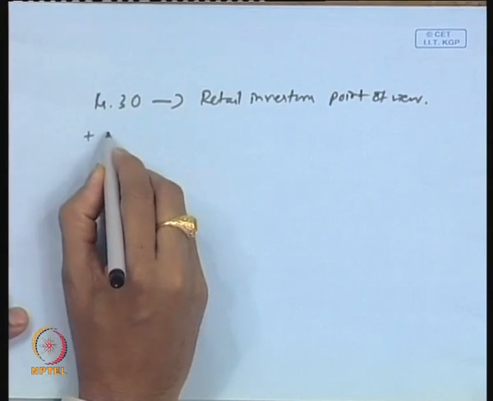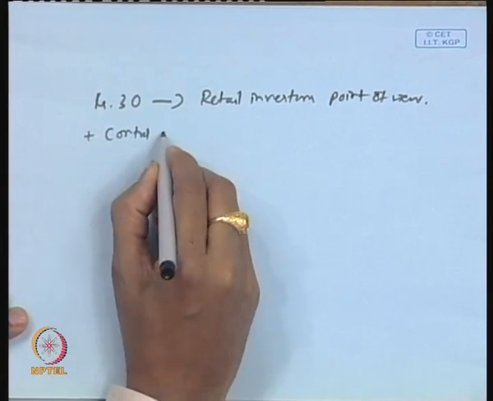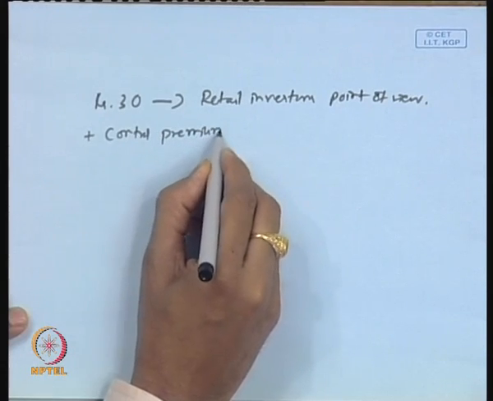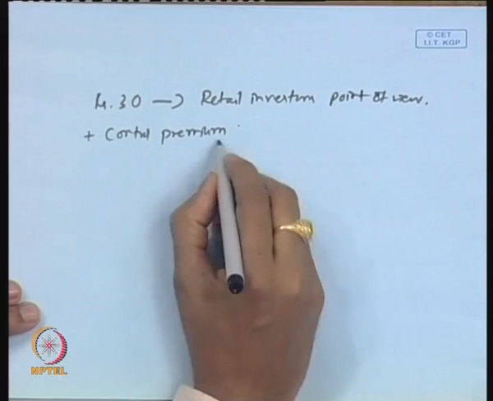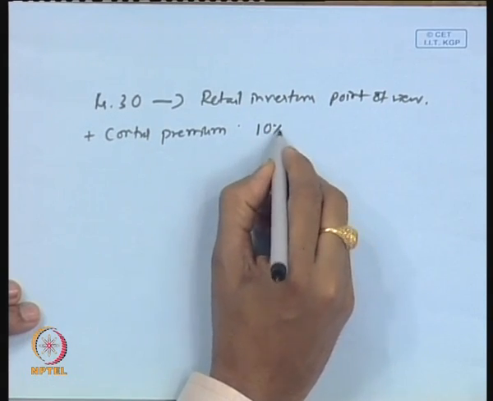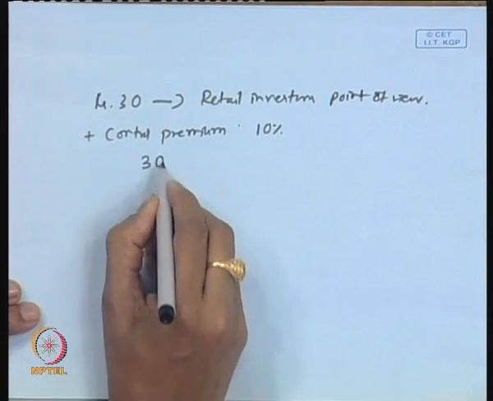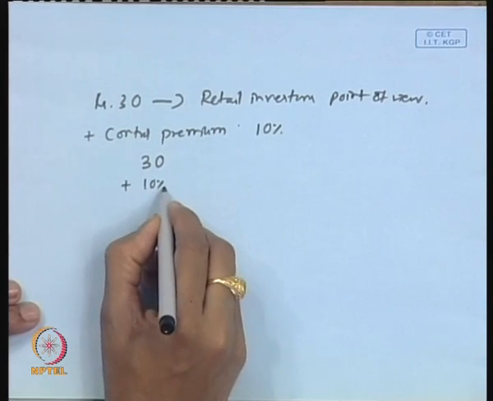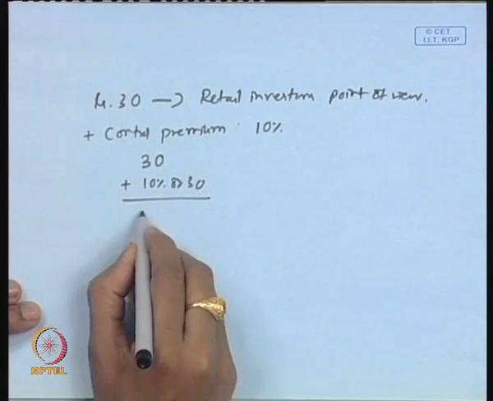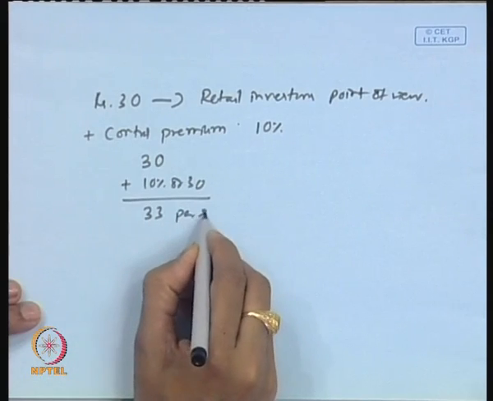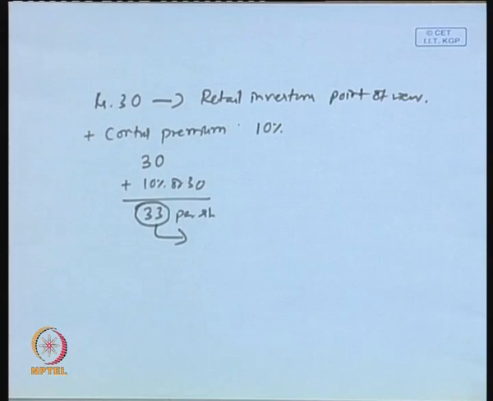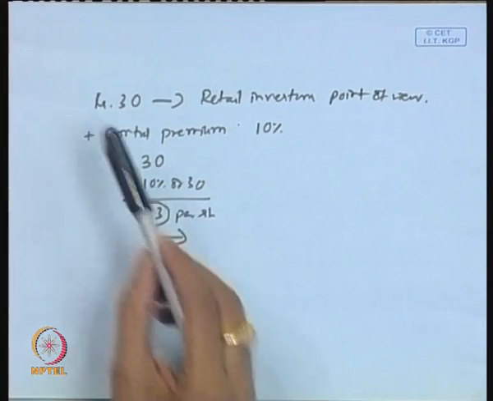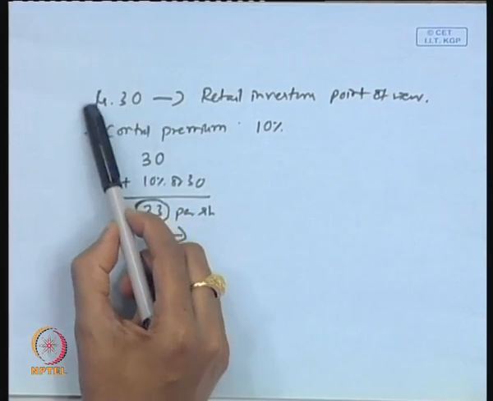in that case what happens? They will typically add something like a control premium, which may depend upon past M&A transactions. If the control premium is, let us say, 10%, the value per share is going to be 30 plus 10% of 30, which becomes rupees 33 per share. This is the price to be paid per share as far as the merger acquisition transaction is concerned, whereas 30 rupees is going to be paid when retail investors value the shares.